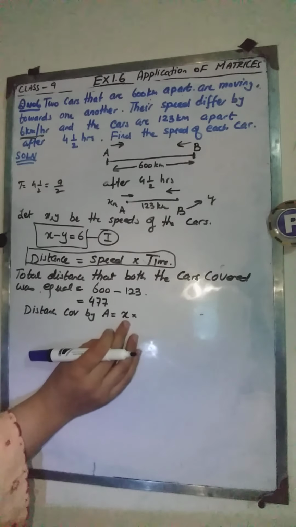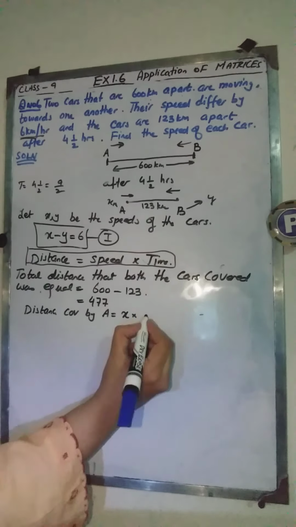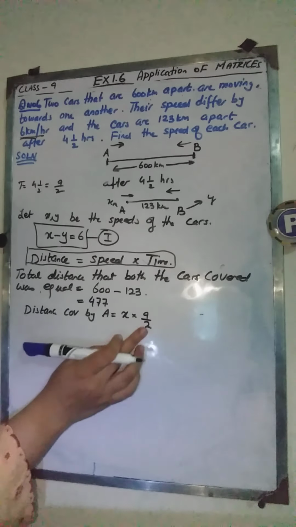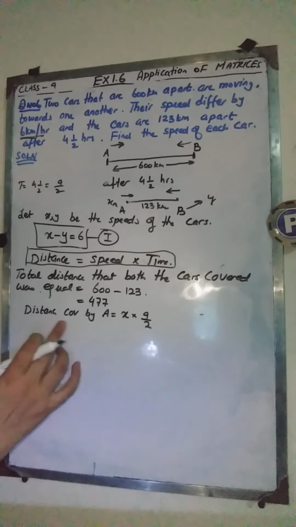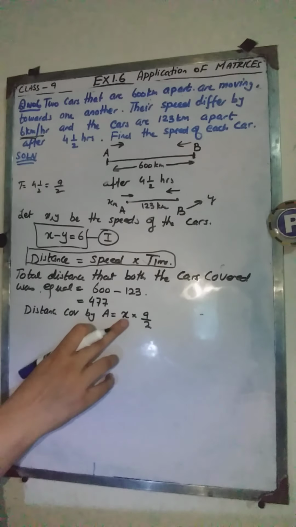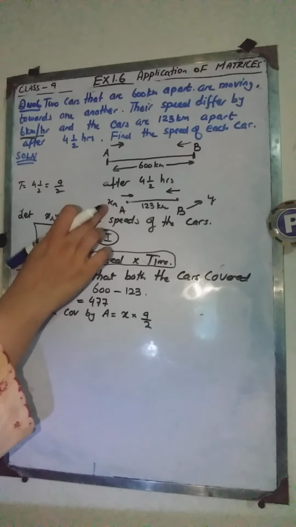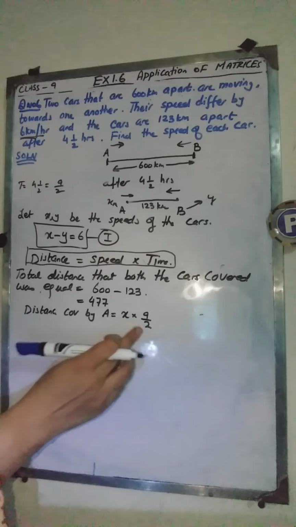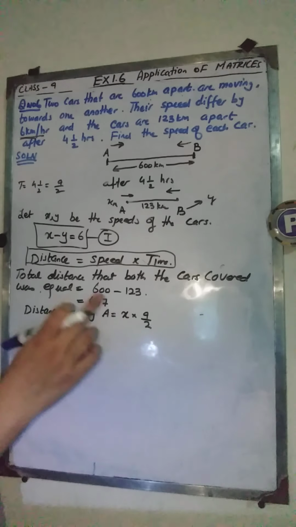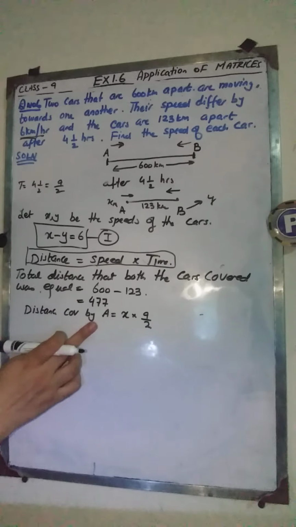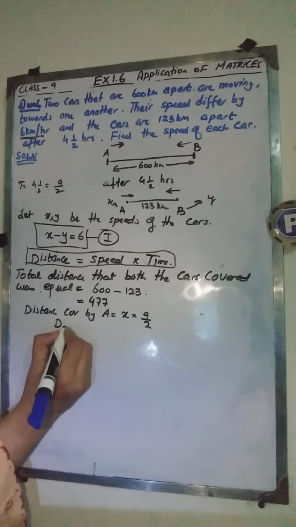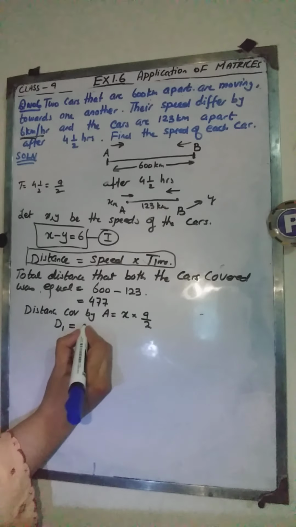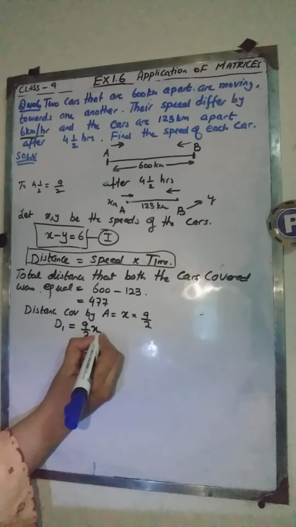Okay, so the time that was spent for both the cars was 9 by 2 hours, 4.5 hours. So it is equal to 9 by 2. So the distance covered by the car A will be speed. The speed of the car that we have supposed was equal to x, and the time that was spent is equal to 9 by 2. I have used this formula to find the distance of the car A. So the distance of the car A, d1, is equal to 9 by 2 x.